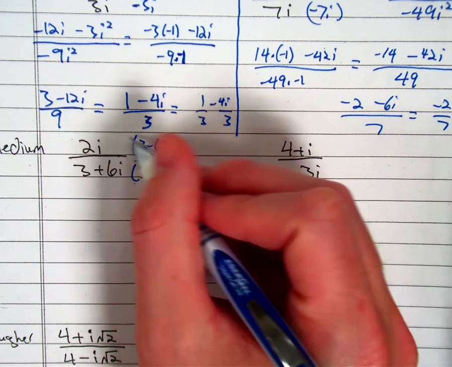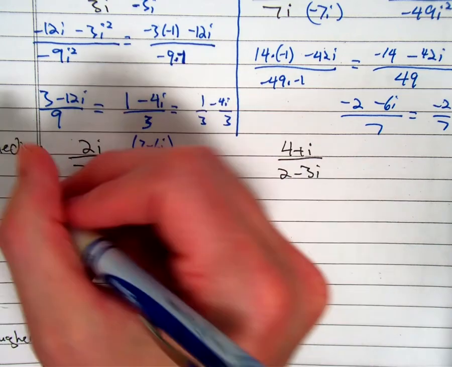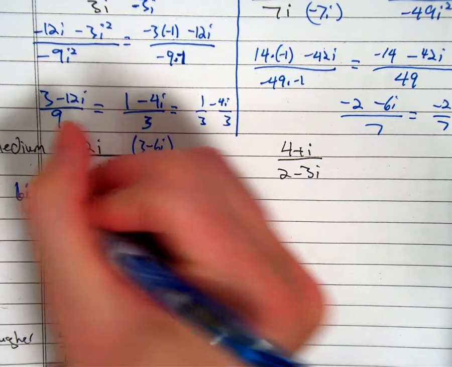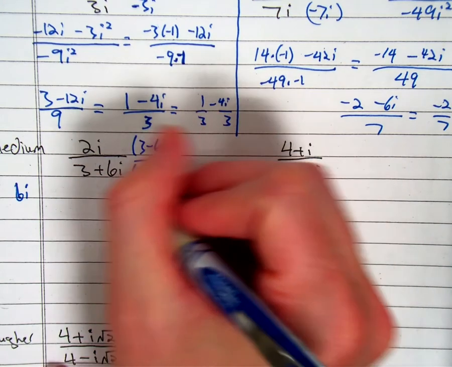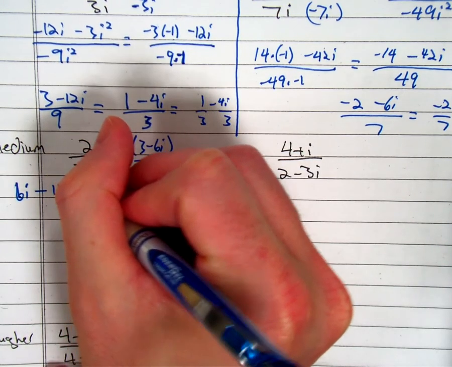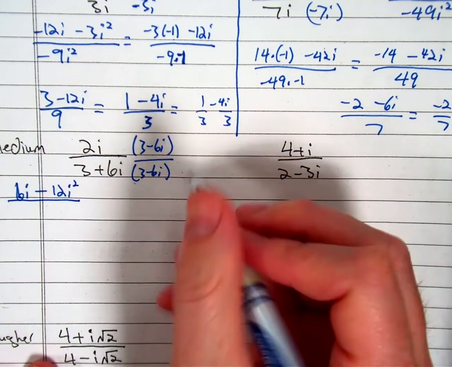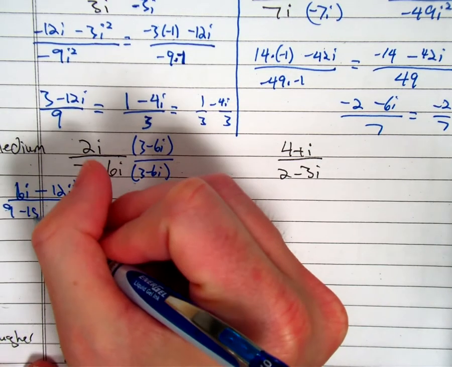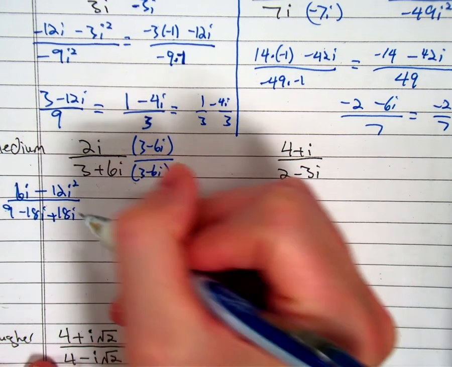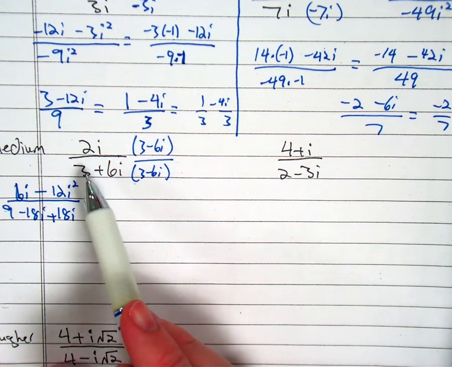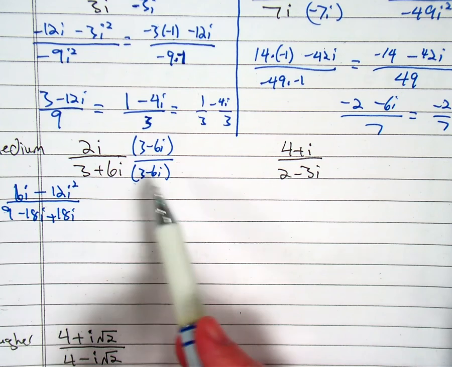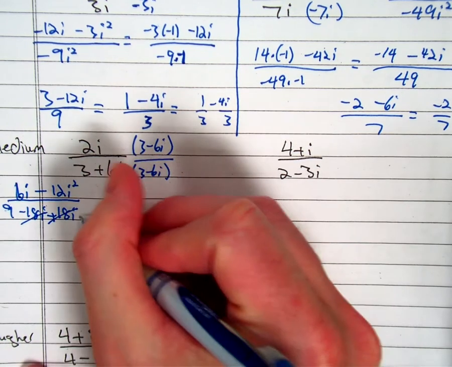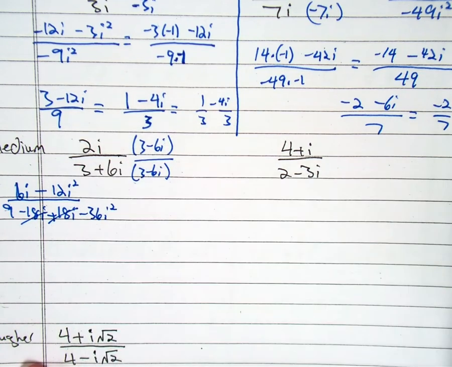And let's see how this is going to play out. 3 times 2i, we're going to have 6i, excuse me there, minus 12i squared over 9 minus 18i plus 18i. We kind of hinted at this part yesterday. We looked at what happens if they're the same things but opposite signs. This is the nice part here. These will cancel out in the middle. Minus 36i squared.